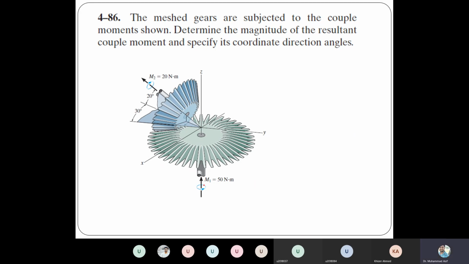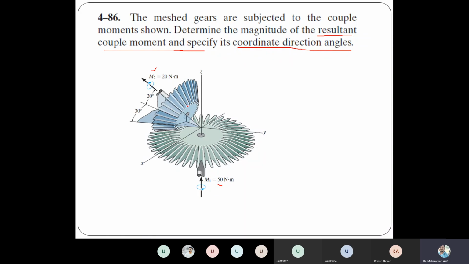Counterclockwise. So this is a positive couple, right? Because of this couple, the couple is given. But there is another couple, let's say M2, because of this gear. This gear is also rotating because of two parallel and equal forces, and the value of the couple is 20 Newton meter. But the question is, what is the resultant couple moment? And specify its coordinate direction angle as well.